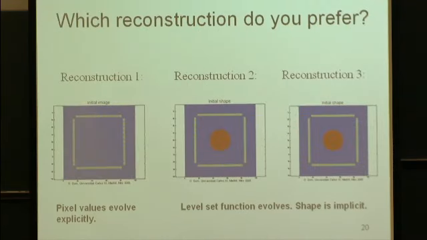Now coming back to this question, which reconstruction do you really want? Here are different reconstructions of the same object using the same data set. Here you see a pixel-based reconstruction. And you see in a minute, this is the correct one. This is the correct object which I used for creating data. And here you see shape evolutions created using the level set technique.